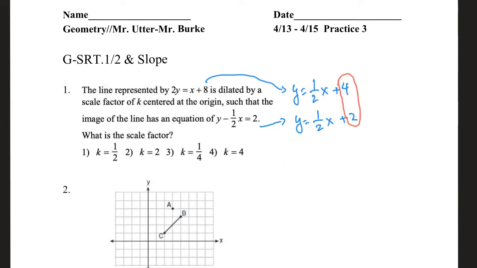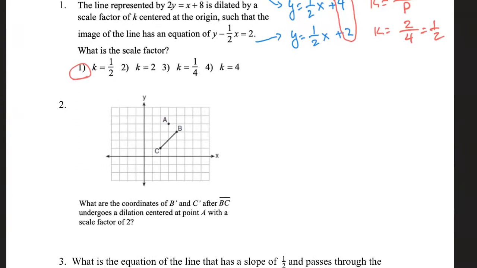So it's a dilation of this point 4, because we started here and we dilated it to 2, right? So we need to find the scale factor of that, and our scale factor k is equal to the image divided by the pre-image. In this case, our image is 2 and our pre-image is 4, which equals 1/2. So which one is that? That is choice number 1. Fantastic. All right, number 2.